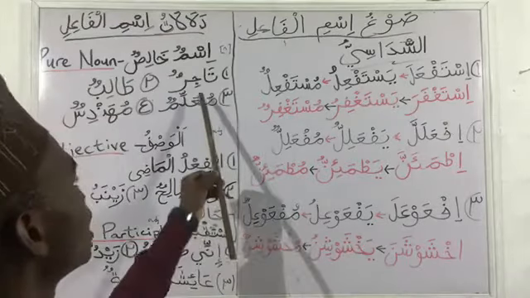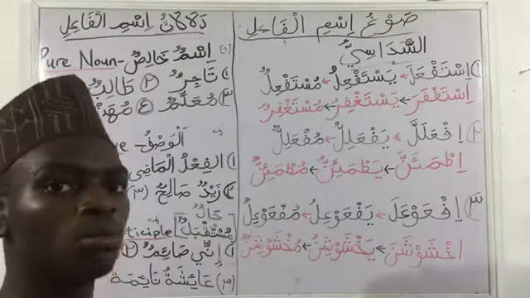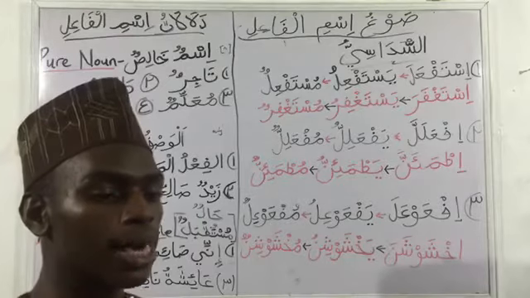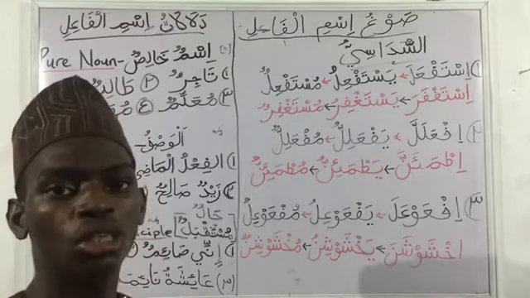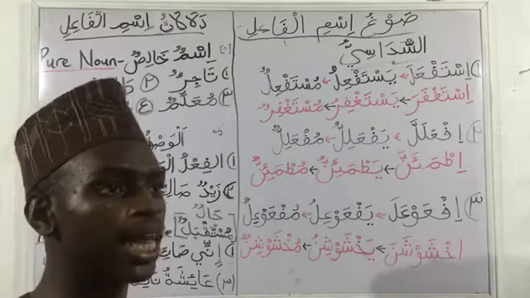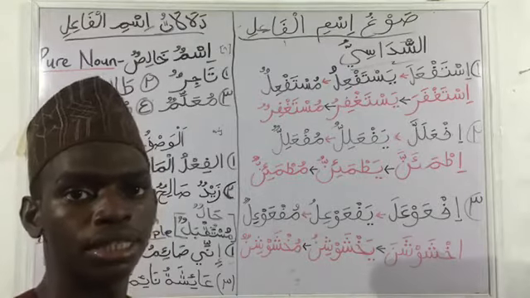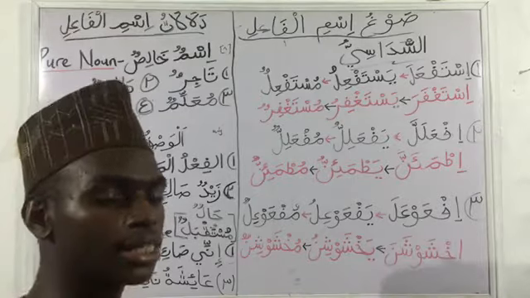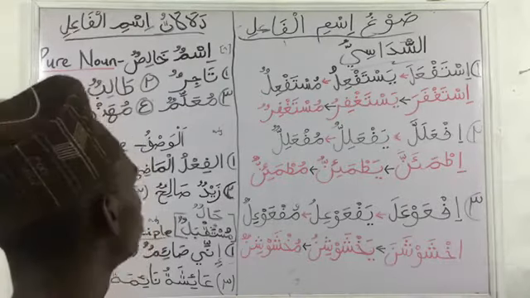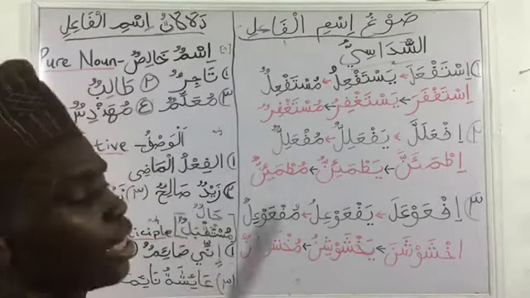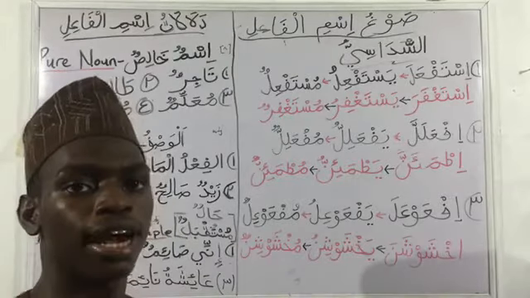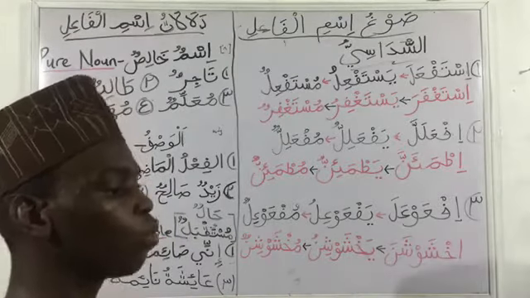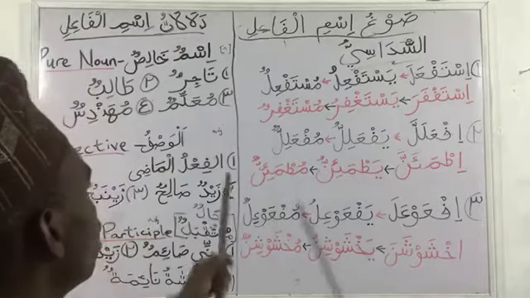The first is what? Tajirun. Tajirun means what? A trader. So a trader is a noun on its own. You don't need any context to interpret it before it can perform a verb, and it can act as what? As a noun standing on its own. Talibun, a student, is also an Ismul Faa'il, and it stands on its own and works as a pure noun.